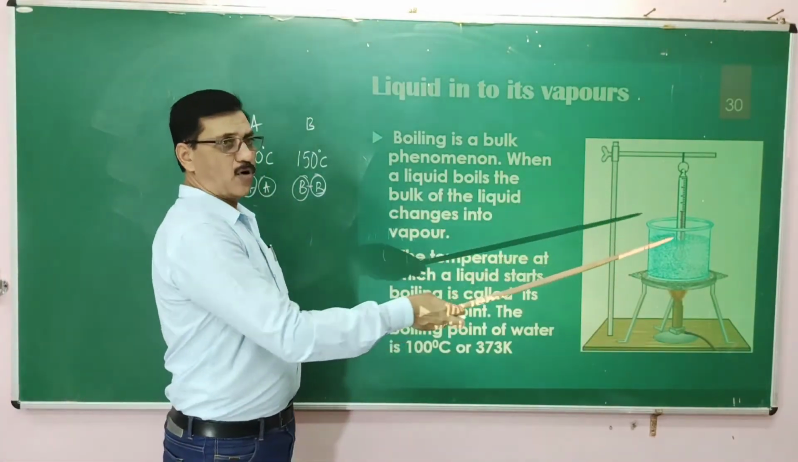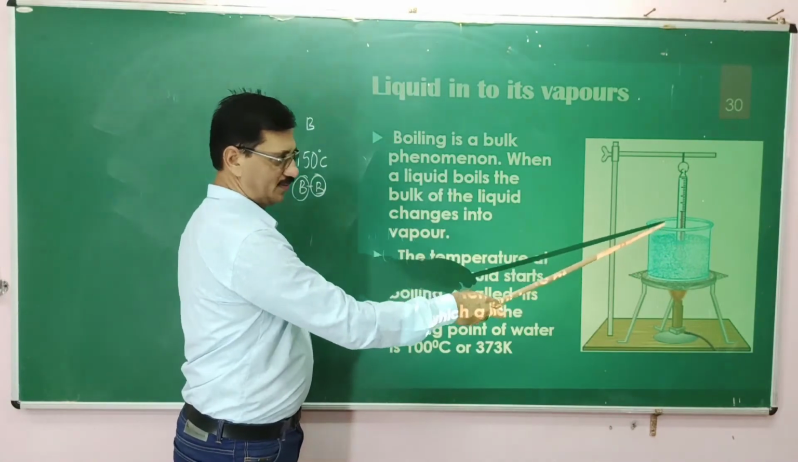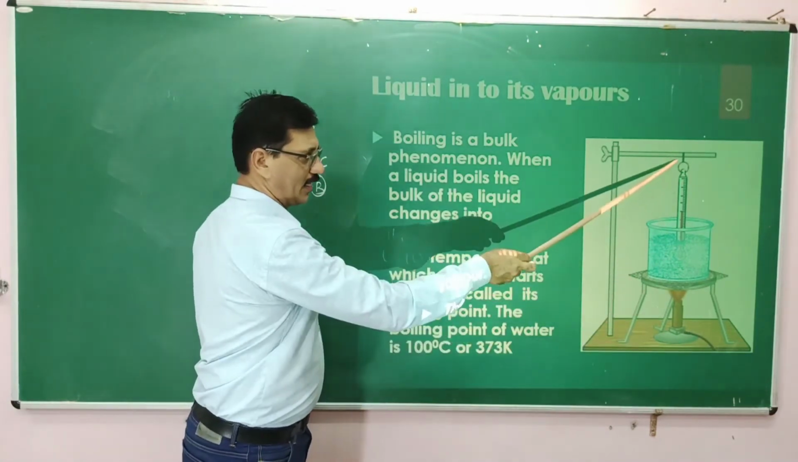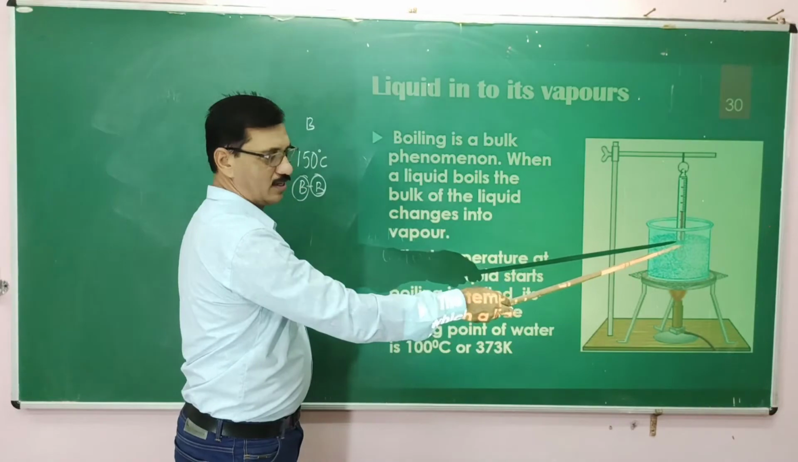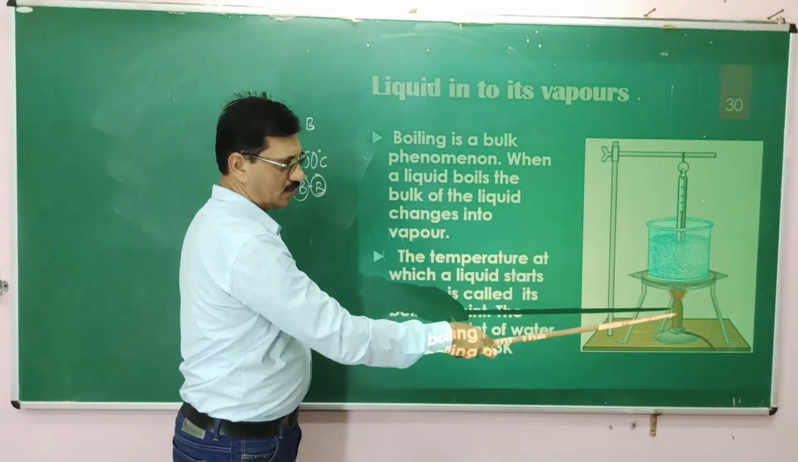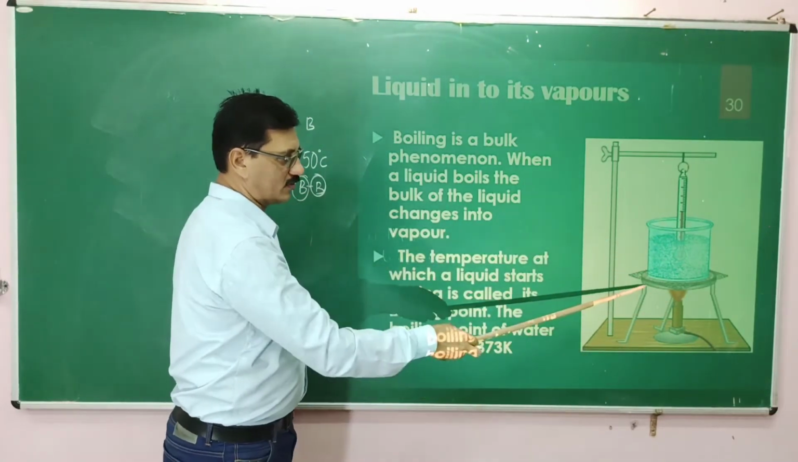Now, to find out the boiling point of any liquid, this is the arrangement. We have to take a thermometer and the liquid, which is heated over a tripod stand with a wire gauze.